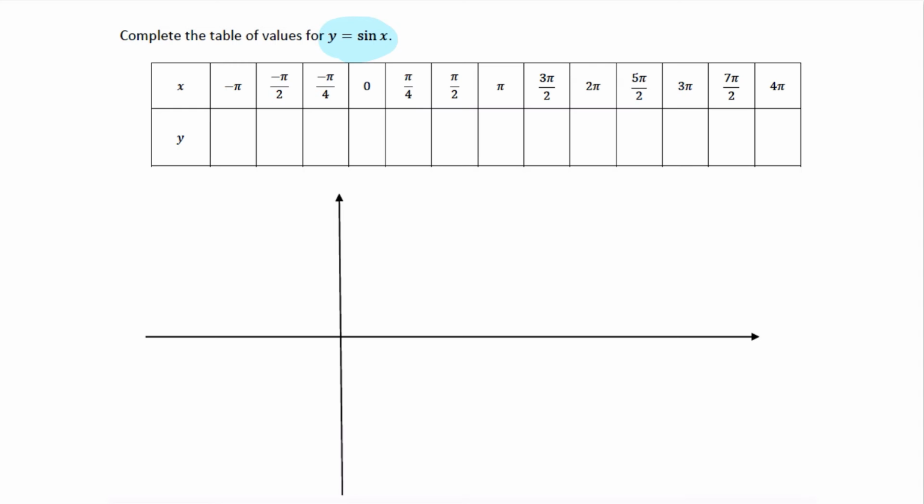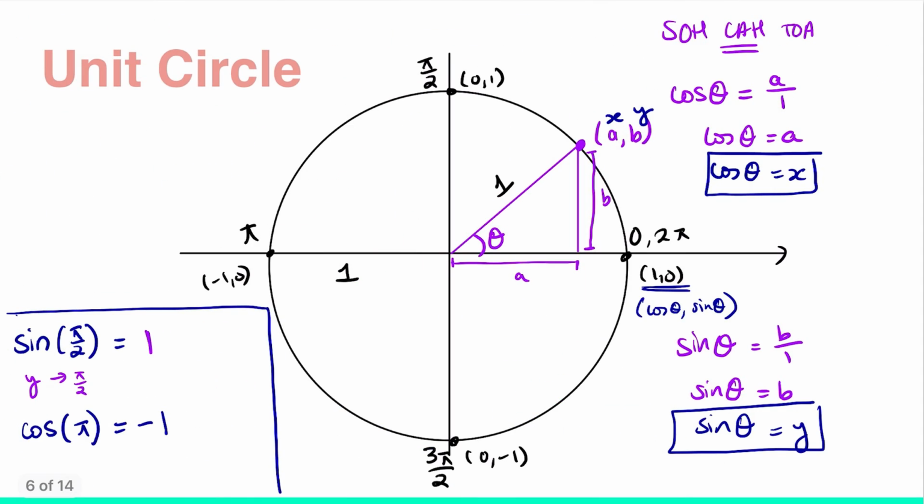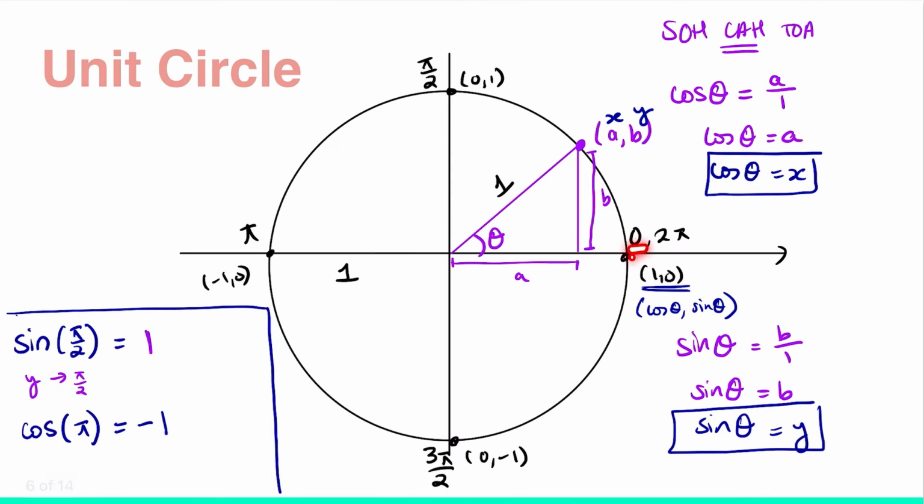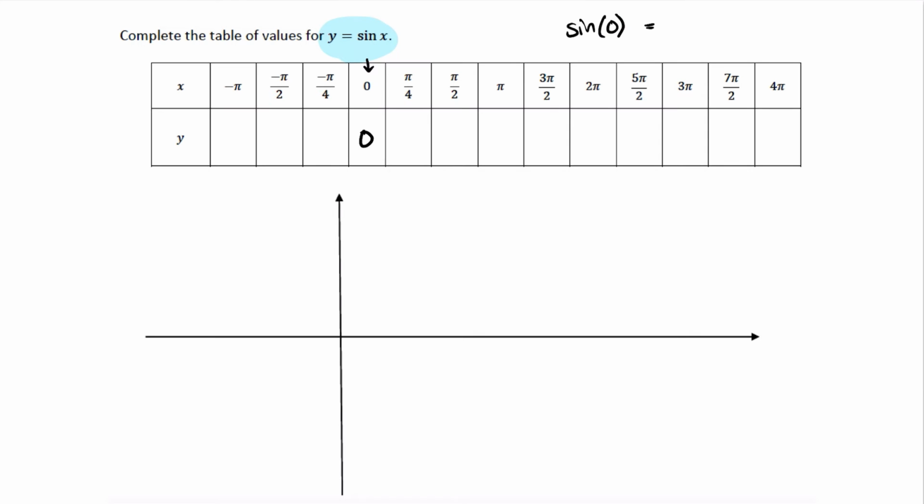So we'll start off with this point here, sine of 0. So what we're trying to say is, what is the y value when the angle is 0? In this case, x is the angle. If we have a look back here, here is my angle of 0. What is the y value at this point? Well, it is also 0. So that's for that point there.